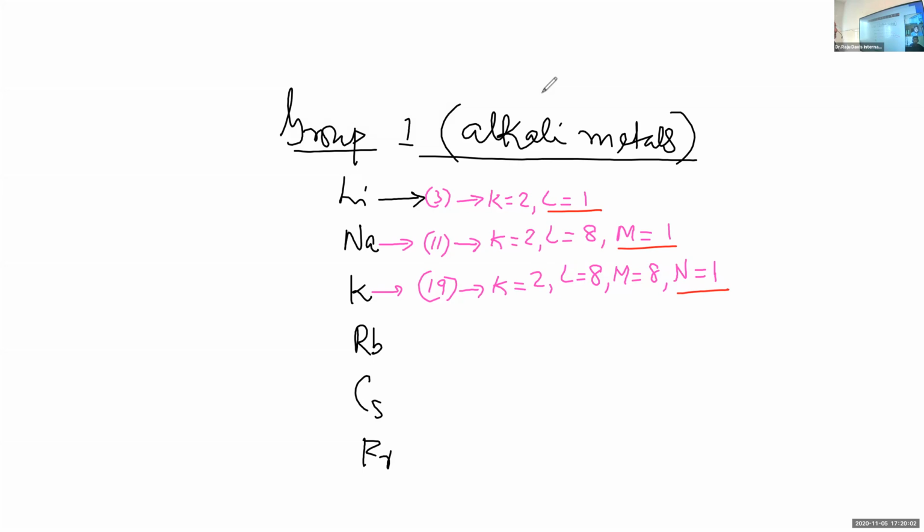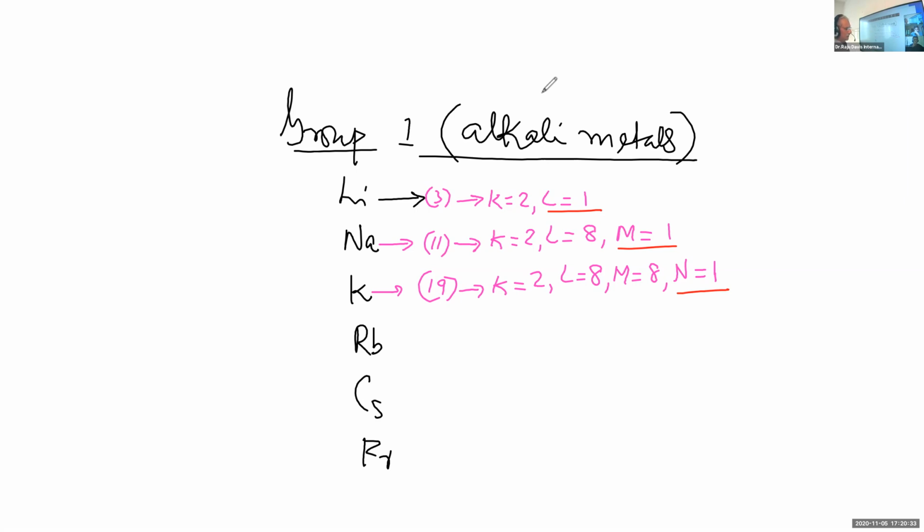What is common in a group? In a group, in the outer shell, there will be the same number of electrons, 1. There will be the same number of electrons in the outermost shell. In the valence shell, there will be the same number of electrons.